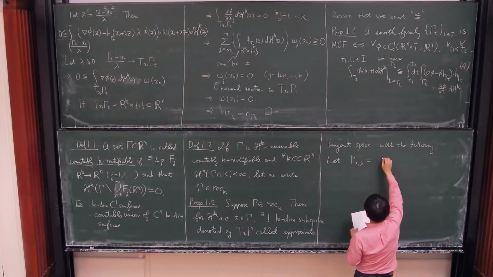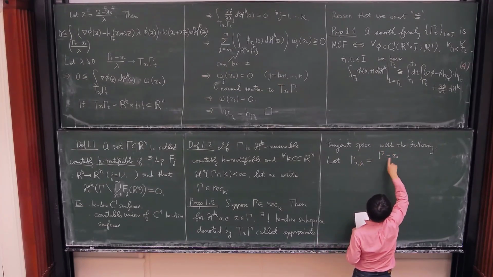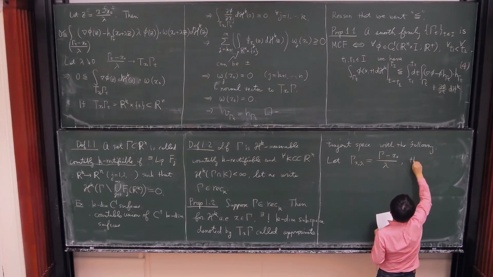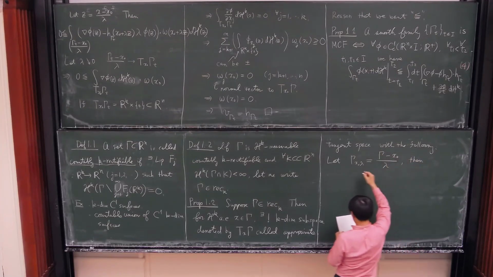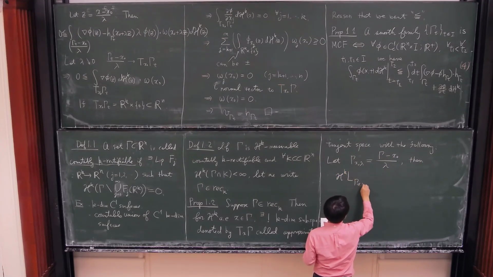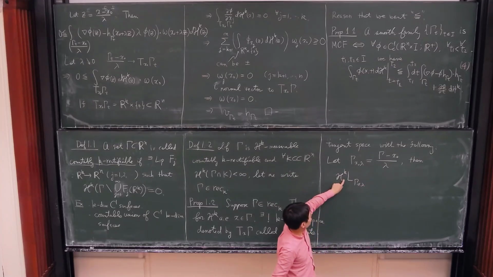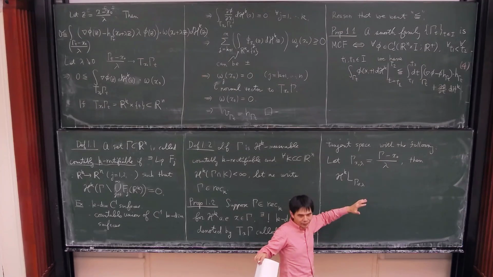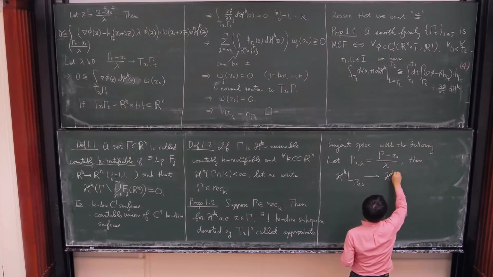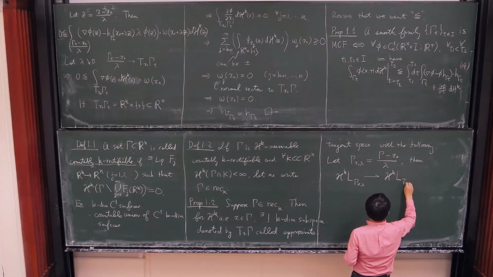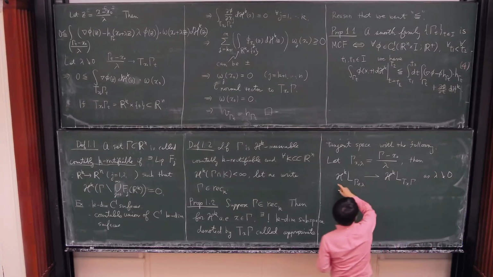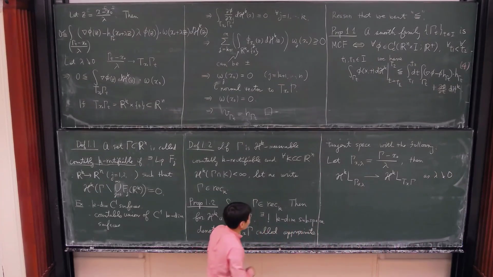If you magnify this set gamma by subtracting x0 and then stretching by 1 over lambda, then what this does is that if you restrict your k-dimensional Hausdorff measure to this stretched set, gamma x lambda, this converges as a measure to Hk of this tangent space, as lambda goes to 0. So that's what this approximate tangent space is.